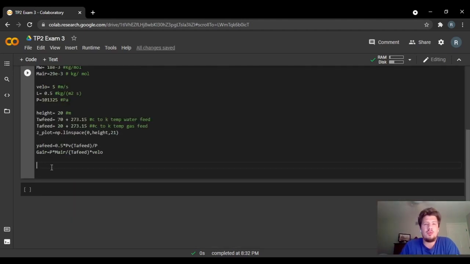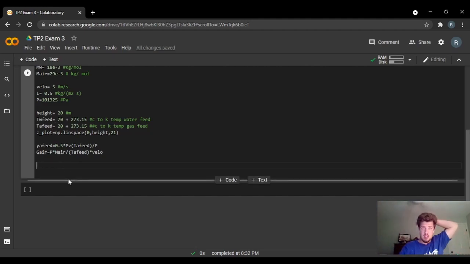So next we want to give our code some guesses for the mole fraction of the water leaving. Since we don't have that, we need to give it an initial guess. And then we also need an initial guess for the temperature of the gas exiting, because we don't have the exiting temperature, we have the entering temperature right here.